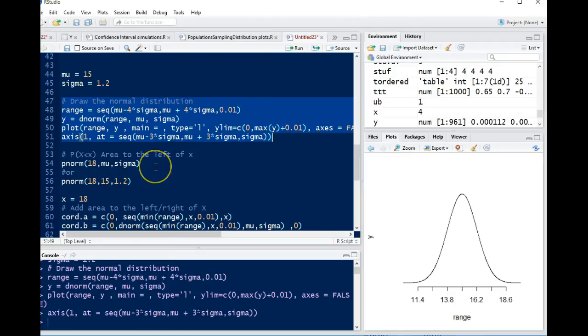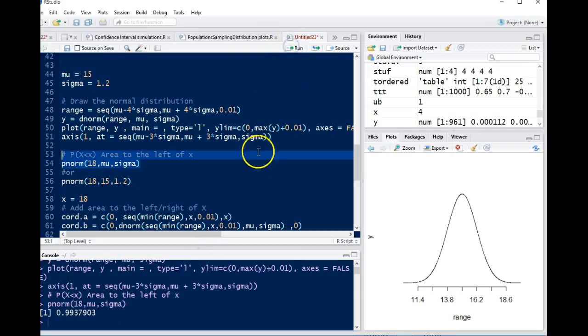So if I want to know the probability that X is less than 18 kips, I can use this command pnorm. So P, again, is always going to be the cumulative density function. So P of a normal distribution where I'm looking for the area that falls below 18, mu is defined as 15, and sigma is defined as 1.2. I can run this line, and sure enough, I get a probability of 0.9937903.